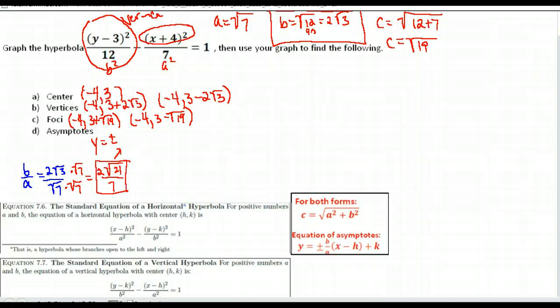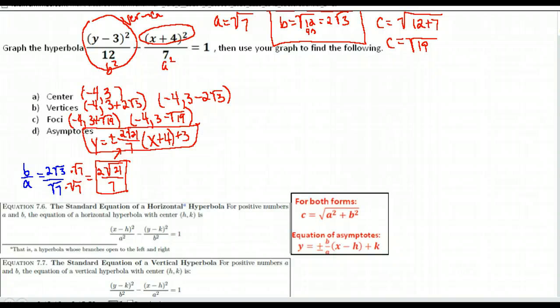And we're going to use that up here for our asymptotes. So the asymptotes will be 2 root 21 over 7, times x minus the x coordinate of our center, which would be x minus -4 or x plus 4, and then plus the y coordinate of our center, which is 3. Okay, so there's all of my parts.